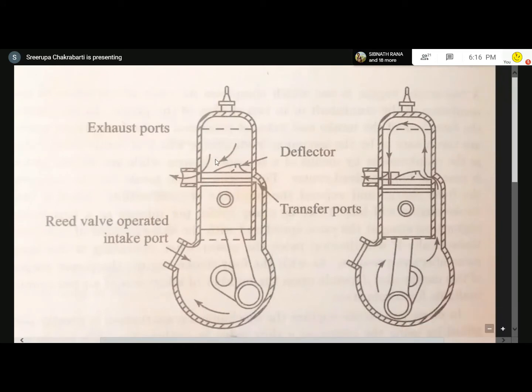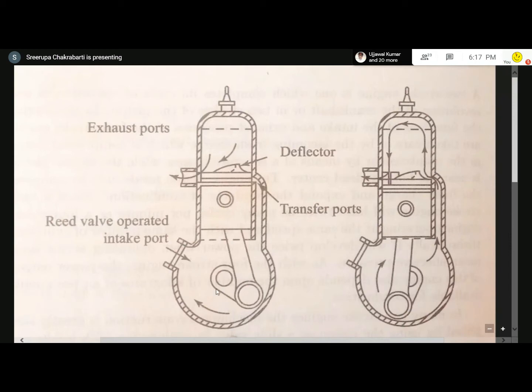And on the bottom side, you can see the open side of the piston. This is the connecting rod, and this is your crank pin axis. This is the crank pin, and this is the crank. This is the crankshaft, and the distance between the axis of the crankshaft and the crank pin is called the crank radius.